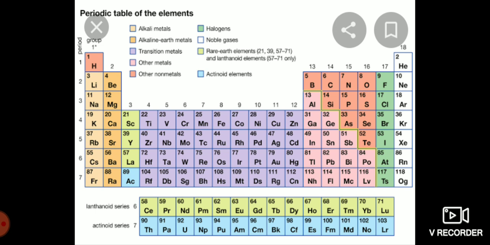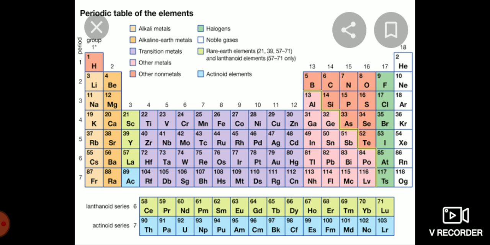Then the next one is the period. 7 periods are present. Left to right, the rows are the 7 periods in the periodic table. The first period is hydrogen and helium: hydrogen atomic number 1 and helium atomic number 2. So the first period is a very short period, and only 2 elements are present in it.